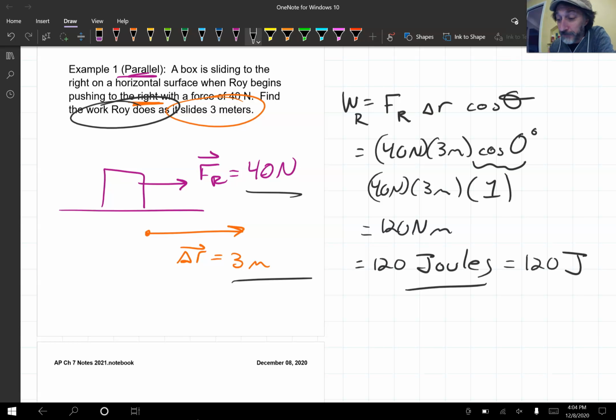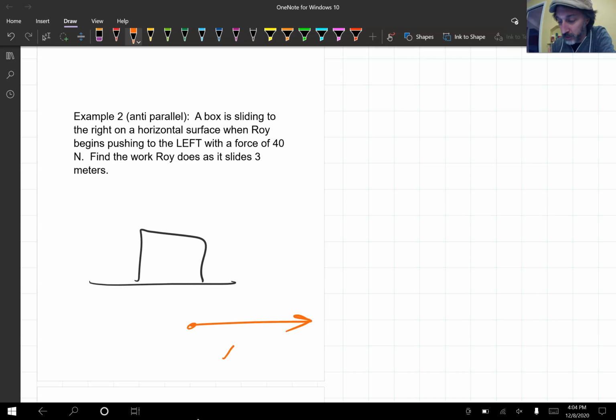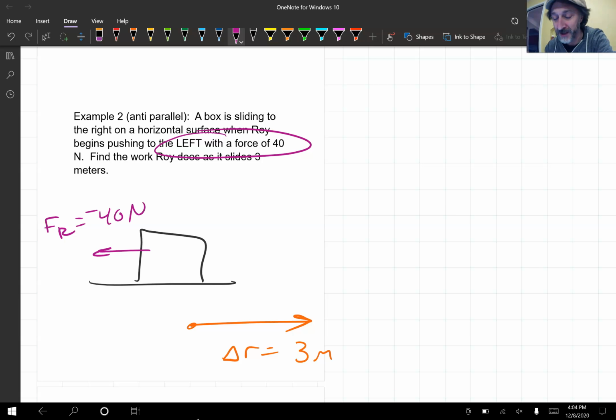All right. Now, if, on the other hand, the object was moving forward and Roy tried to slow it down, so we're going to use the same displacement vector, but now Roy is working against it, right? Because it says he's pushing to the left. So here's our force of Roy, 40 newtons. I guess you could call it negative if you wanted. So now you're still going to multiply, but the work has to be negative because now my force is working against my displacement. So it's got to be negative 120 joules.